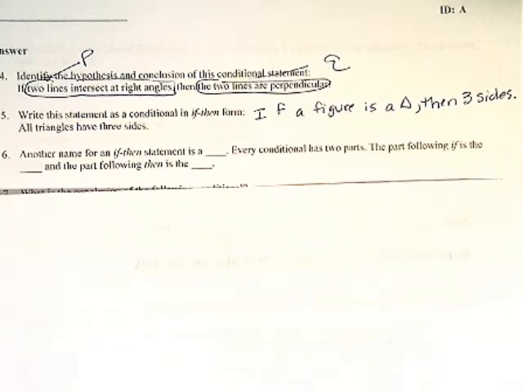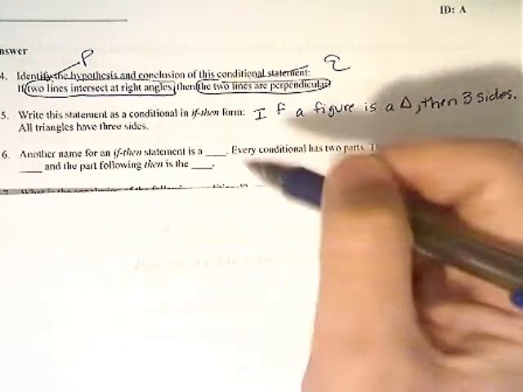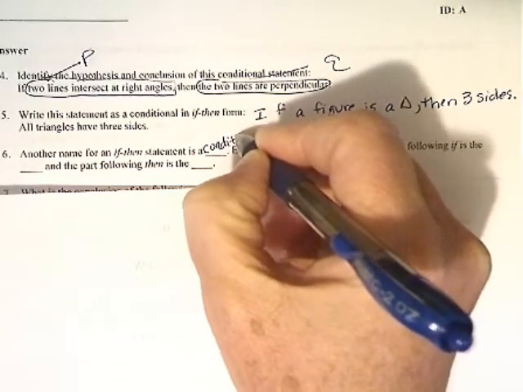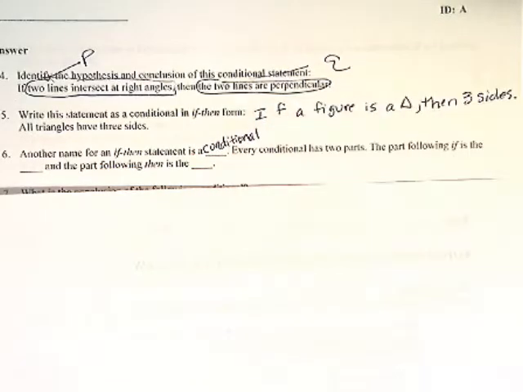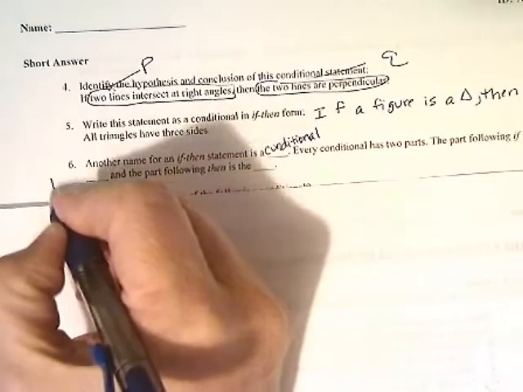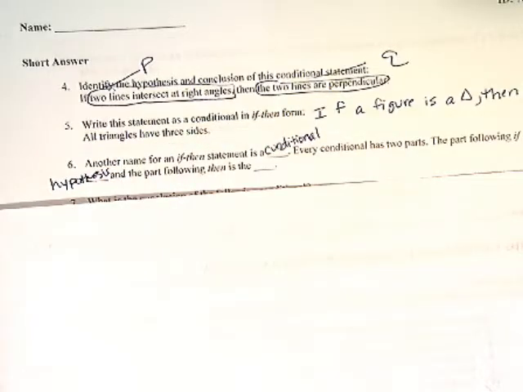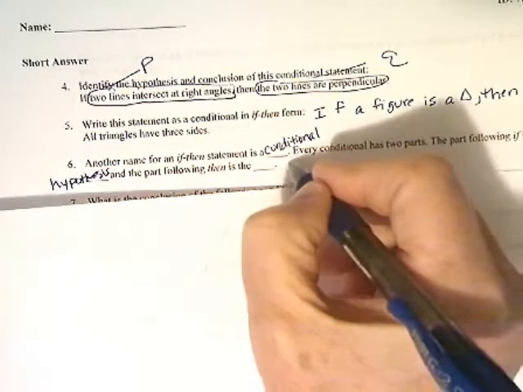Number 6. Another name for an if-then statement is a conditional. Every conditional has 2 parts. The part following the if is the hypothesis, and the part following then is called the conclusion.